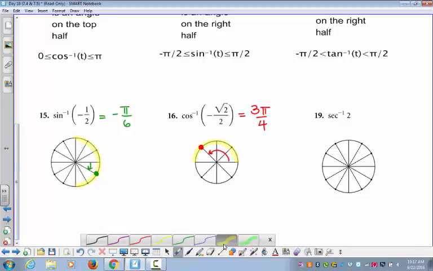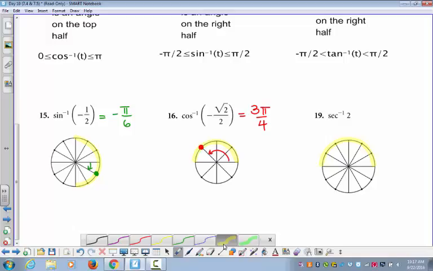So we would say inverse cosine is an angle on top. Inverse cosine and inverse secant both are on top. Inverse sine and inverse cosecant are both on the right. But then the tangent and cotangent are split. Inverse tangent is on the right, but inverse cotangent is on top. Okay, so this one's on top.